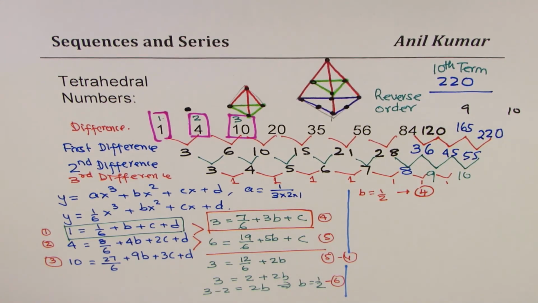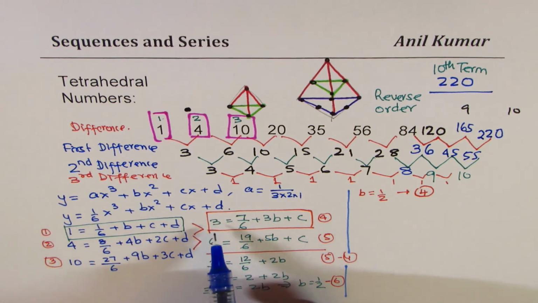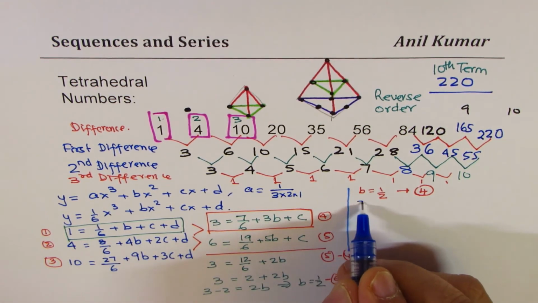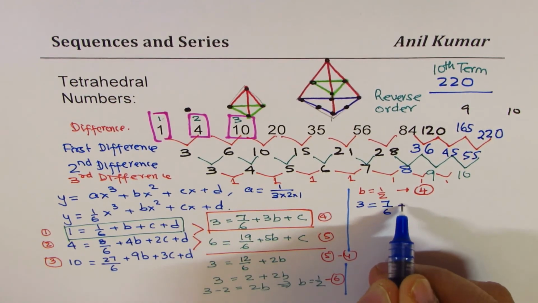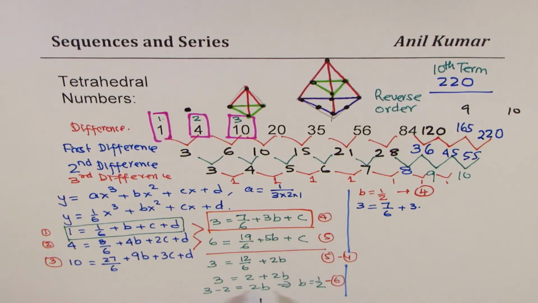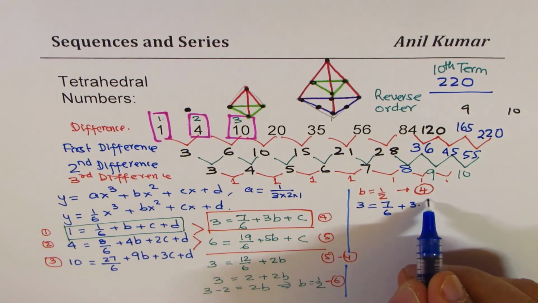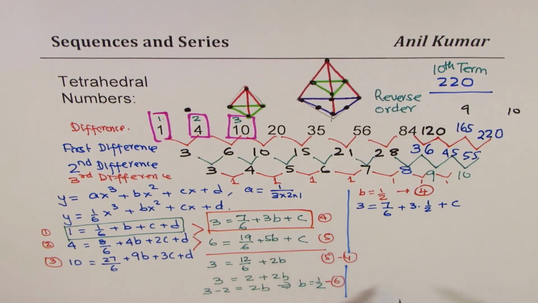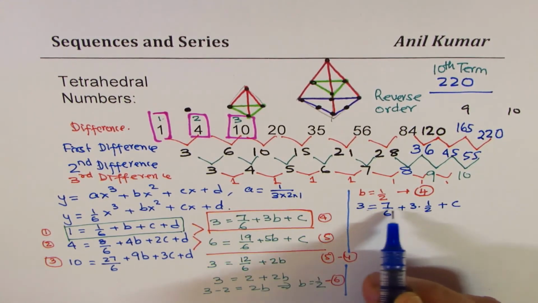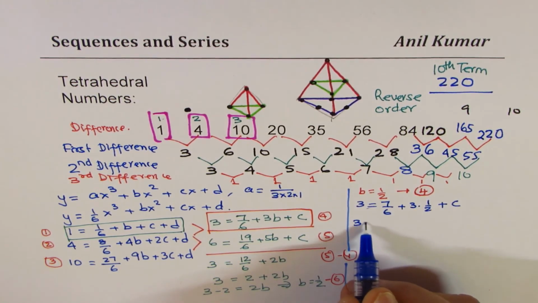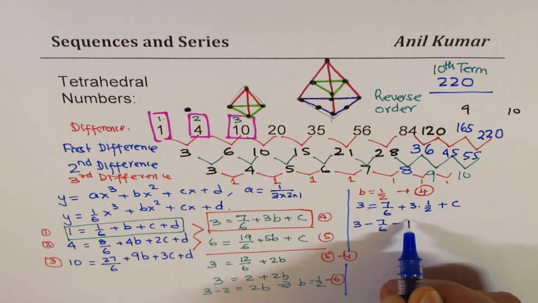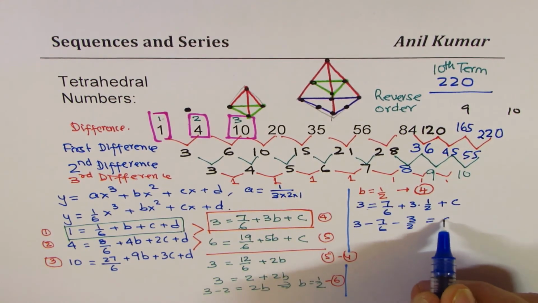So if I substitute, we'll get 3 equals to, let me write down, 3 equals to 7 over 6 plus 3 times b, which is half, right? Plus c. This is what we get, right? So we can combine these two terms and then take from here, or let me write this like this: 3 minus 7 over 6 minus 3 over 2 is equal to c.